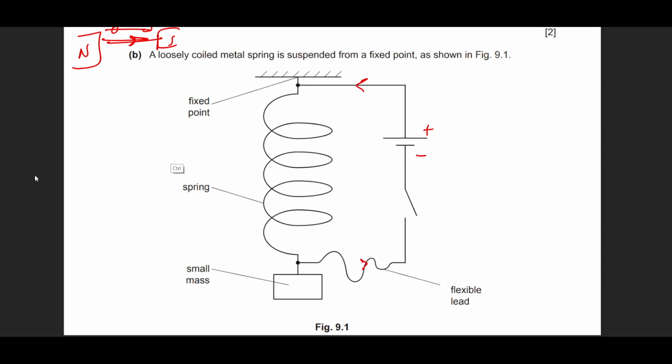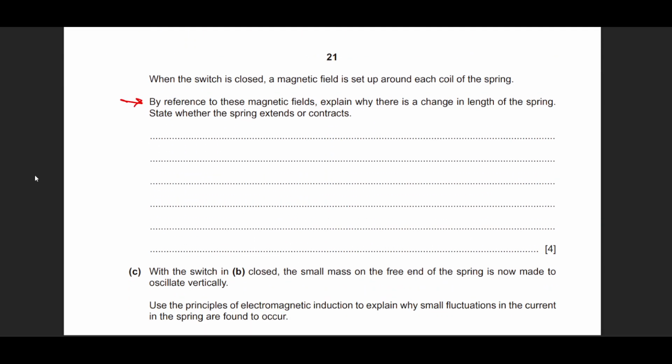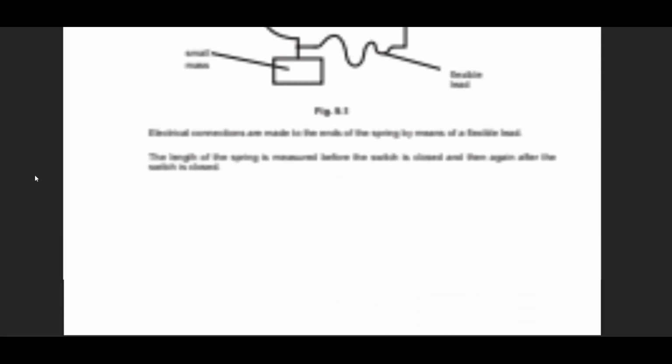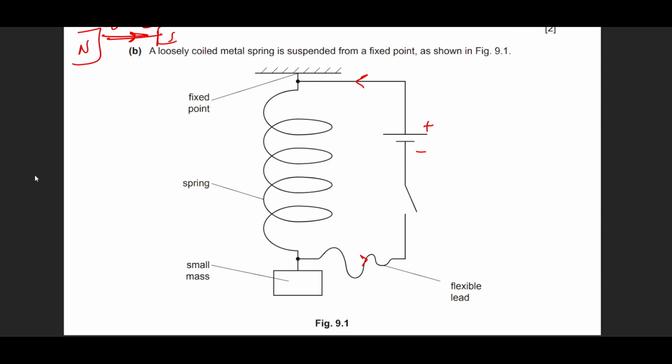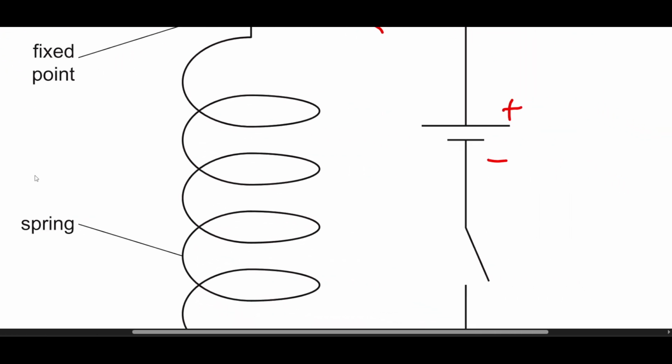So let's zoom in. Okay, so let's read the question first. He says, by reference to these magnetic fields, explain why there is a change in length of the spring, and state whether the spring extends or contracts. He asks first to say whether there is a change or not. And if there is a change, whether it is a contraction or a repulsion, we will have to zoom in to understand it properly.